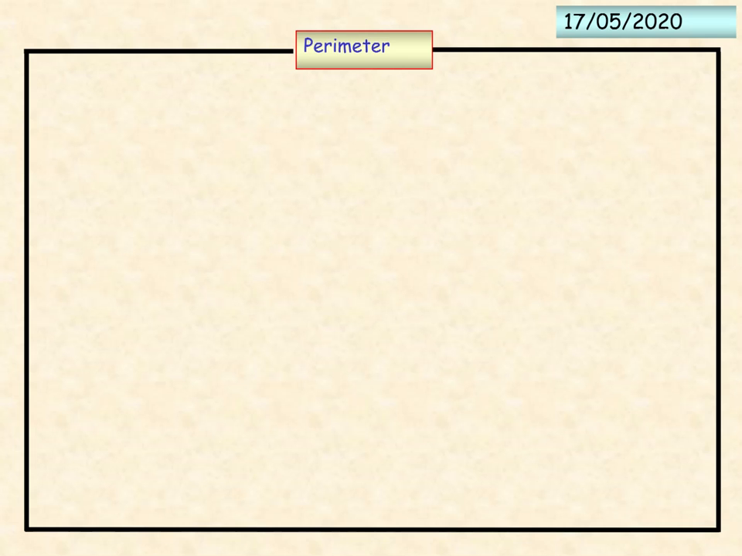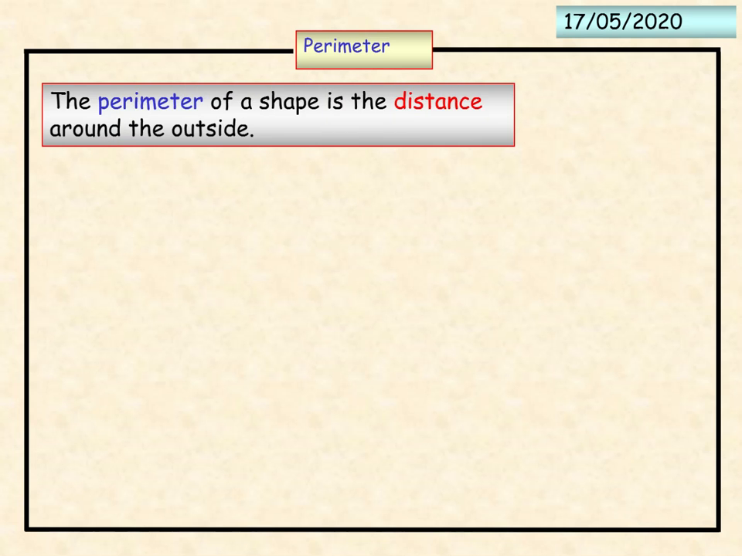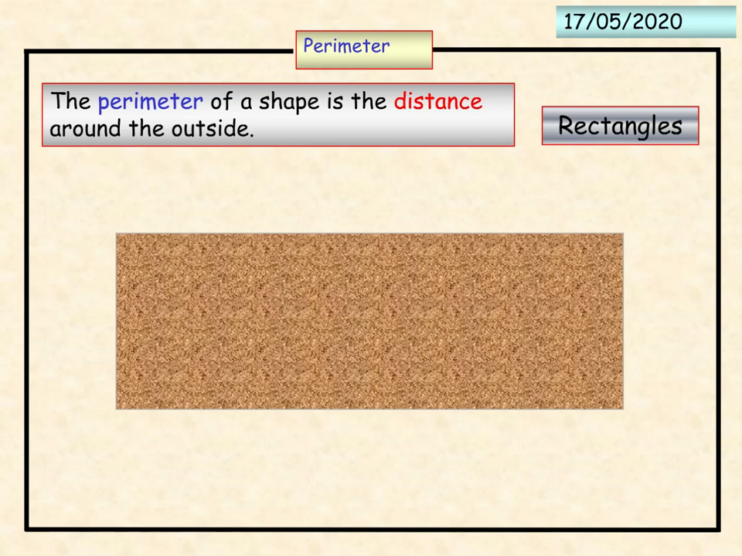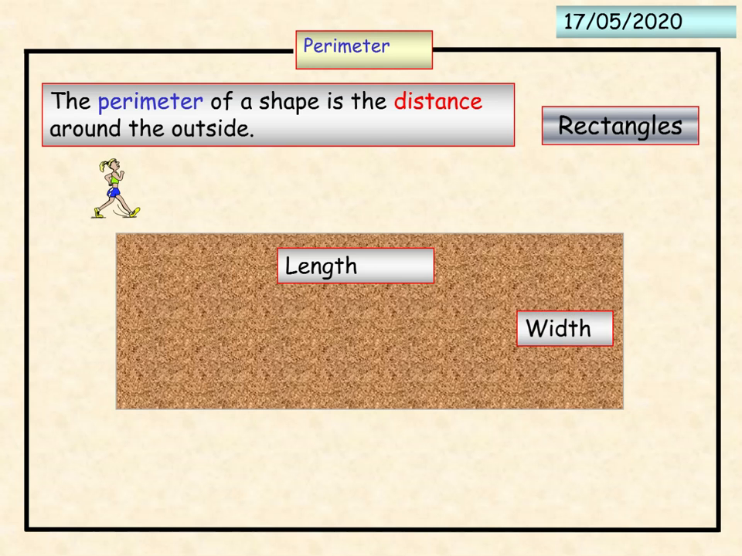So perimeter, anybody remember what perimeter means? Distance around a shape. So that's distance around a shape. Okay. There's a rectangle. We want to find the perimeter of that rectangle. The long side is called a length, short side is called a width. And here's Jane. She's going to help us find the perimeter by walking around the shape.